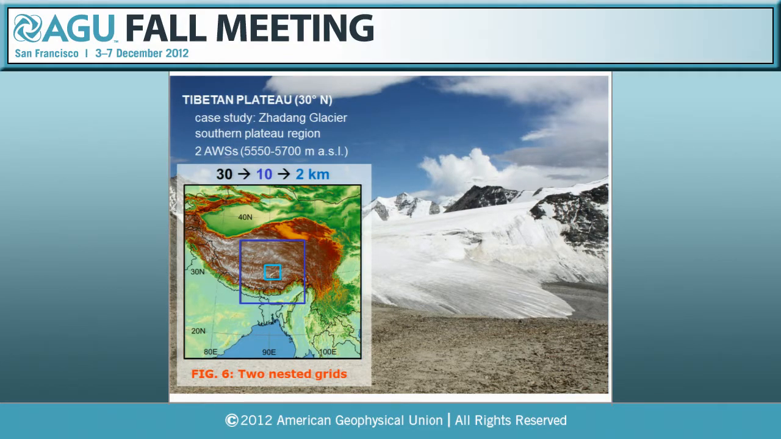Of course, this makes the model computationally more effective, faster, and therefore we did an 11-year simulation and modeled a mass balance between 2001 and 2011. About 2.5 years in this period are covered by observations, and these we can use for model output evaluation.